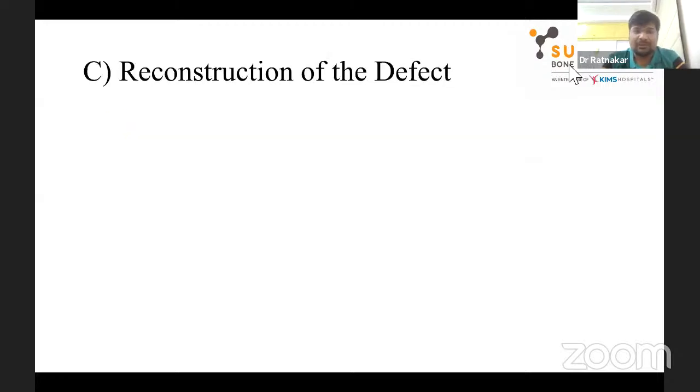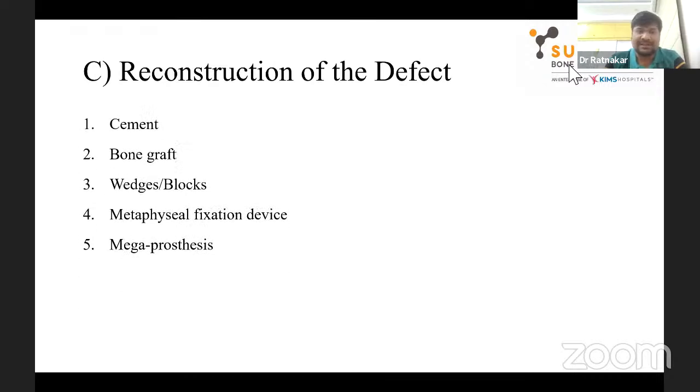Now, finally, we will come to options of reconstruction of the defects. After you have taken your tibial cut or after you have translated your component, still there is a defect, and these are the ways how you can reconstruct them. So the various options are cement, bone graft, you can use wedges or blocks, you can use metafacial fixation device or a mega prosthesis. These metafacial fixation devices or mega prosthesis usually are more towards revision scenarios. Very rarely you will get a situation where in a primary scenario you will need these options.